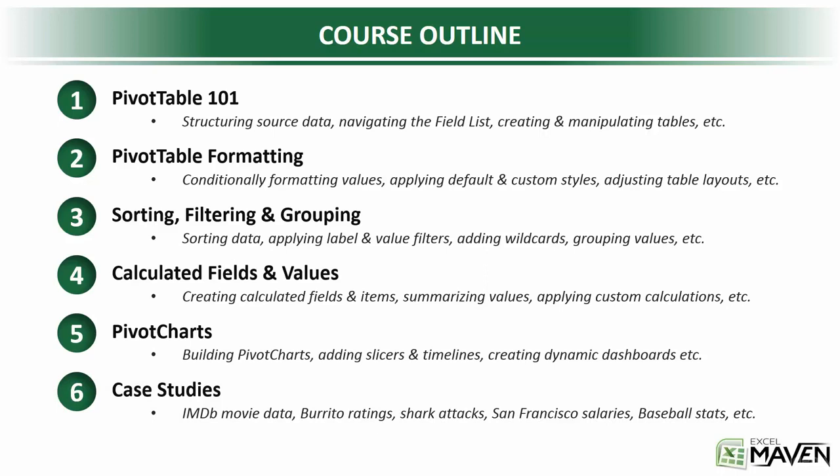Now for sections 1 through 5, we'll be working primarily with the IMDb movie database, which I'll introduce in the next lecture. Section 6 is where I'll make all sorts of different data sets available to you that we can use to practice and apply the skills that we've learned throughout the course. So we'll talk about burrito ratings from San Diego restaurants. I've got actual shark attack records dating back to 1900. We've got San Francisco salary data, baseball team stats, Spartan race Facebook data, and much, much more.